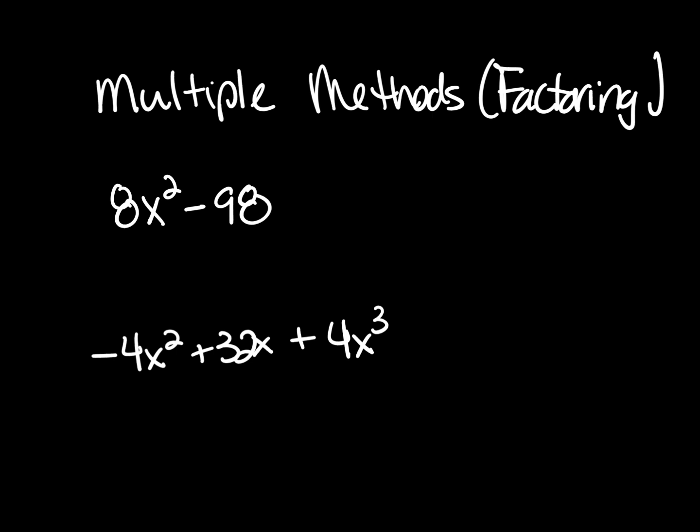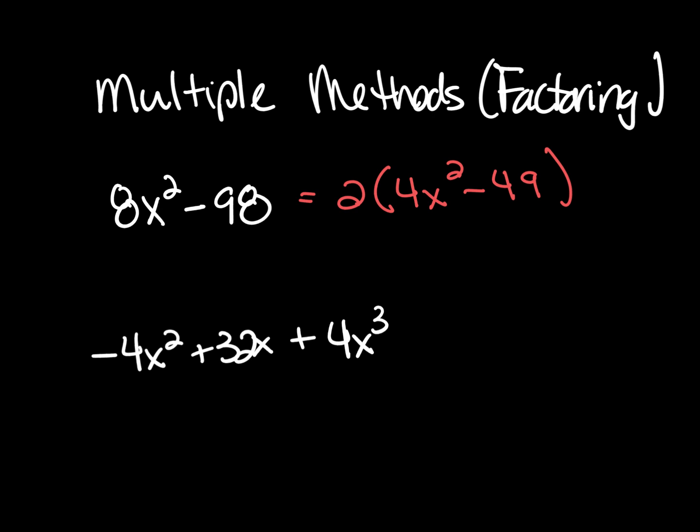So we're going to start with the first one, and I see that they both are even numbers, and I'm going to divide them both by 2. To me, the GCF looks like it's 2. So this becomes a 2 in the front, and then 4x squared minus 49.